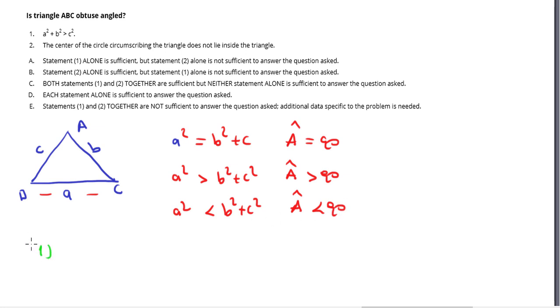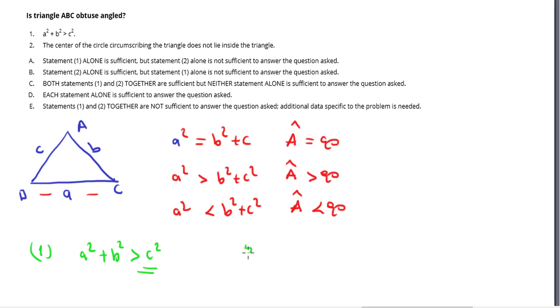Let's have a look at statement 1. A square plus B square greater than C square. Okay, so this doesn't help us to decide whether it is obtuse or not, because we don't know whether C is the greatest side or not.